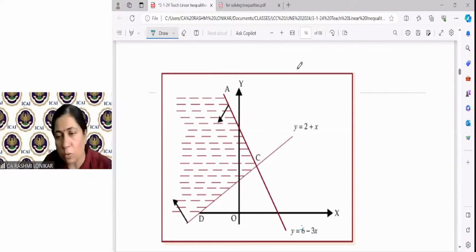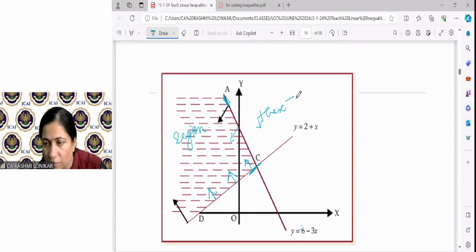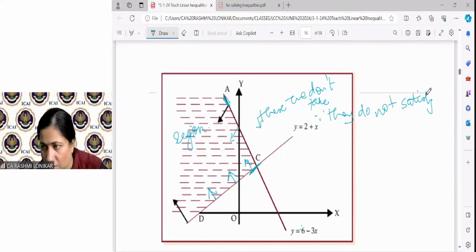What I'm going to do is use the points which are going to satisfy both the lines. So this is one line. Okay. And this is the other line. Something is below this line and something is above this line. So this is my region. Okay, this is my feasible region. Why don't I take these? We don't take them because they do not satisfy the equation y is equal to 6 minus 3x.